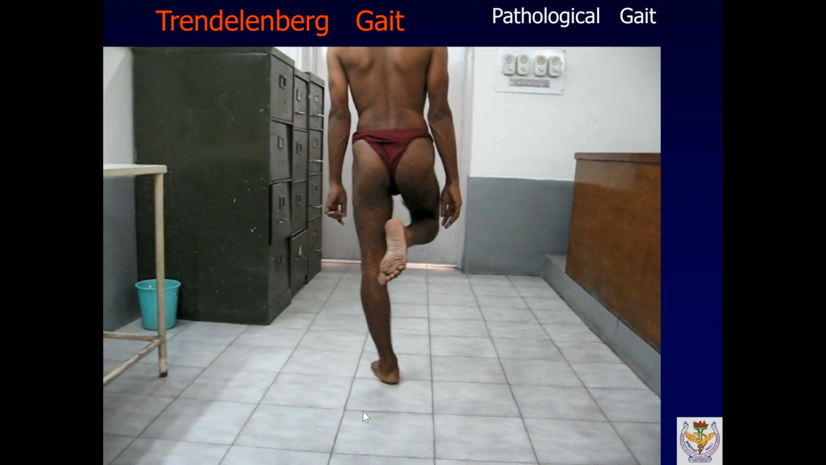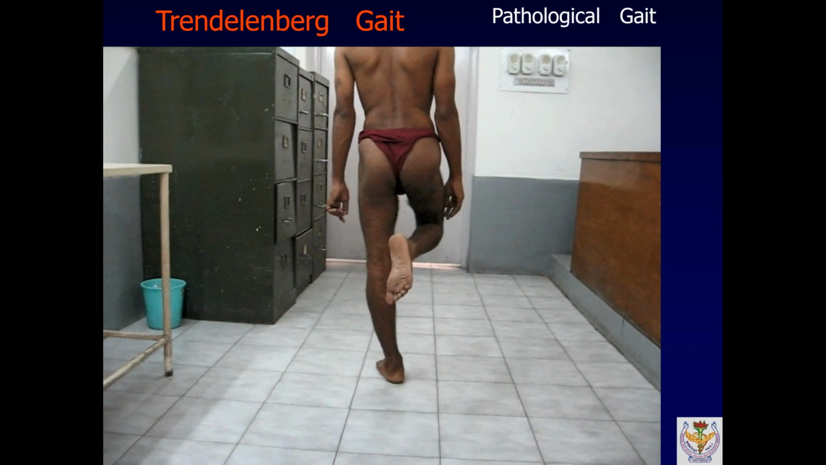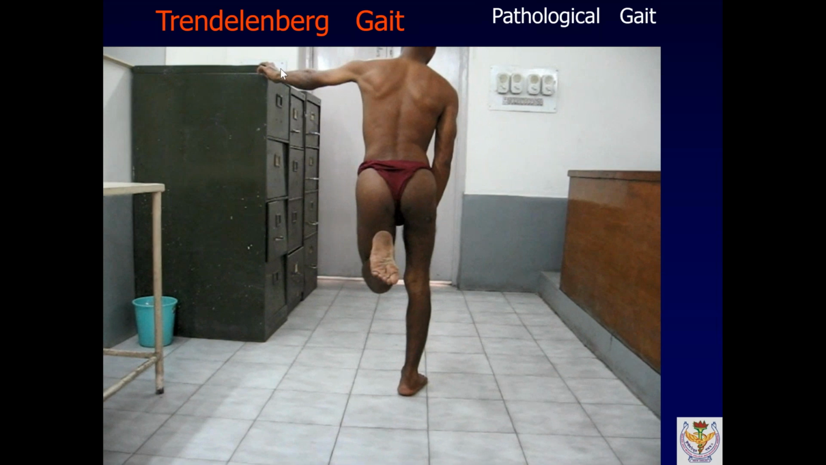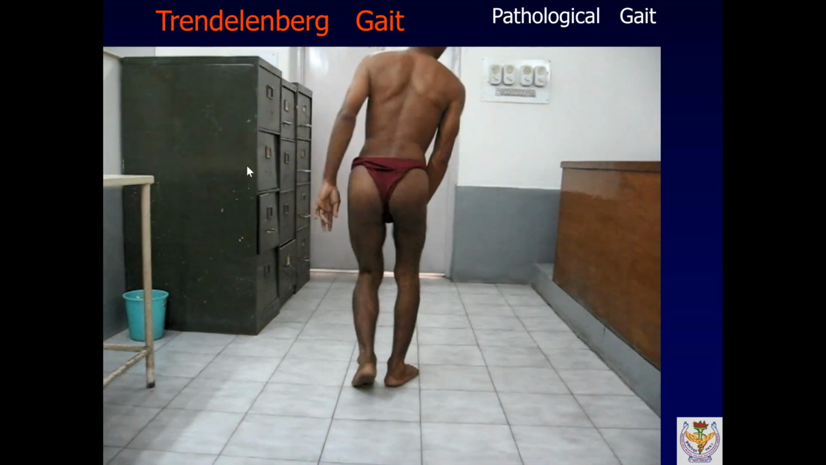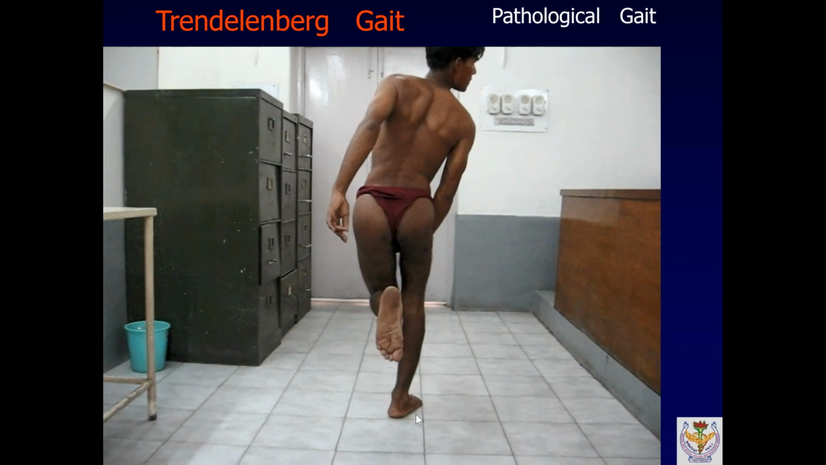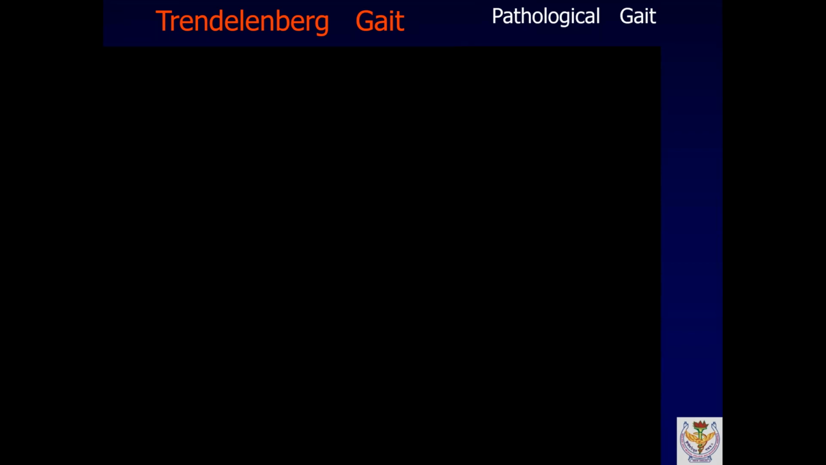So we have asked him to stand on this side and he will do something known as a trick movement. So he is taking a support. So when he's taking a support, the ground reaction force is there. Now when we remove the support, he is lurching on the side where the affected side.